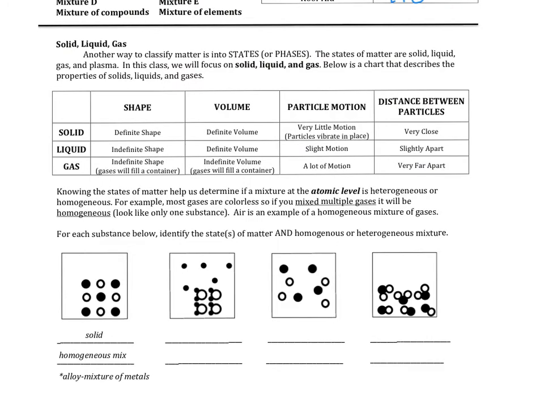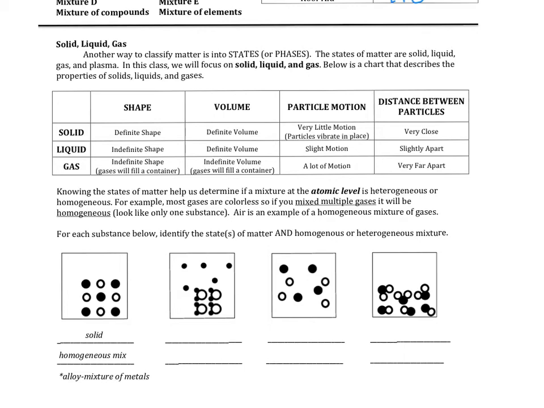So another way to classify matter is into the states or the phases, and I know this is something that you guys have learned about in previous science classes. There are four states of matter: solid, liquid, gas, and plasma, and here we're going to focus on the three basic ones, solid, liquid, and gas. And we've got a chart that describes each of them.